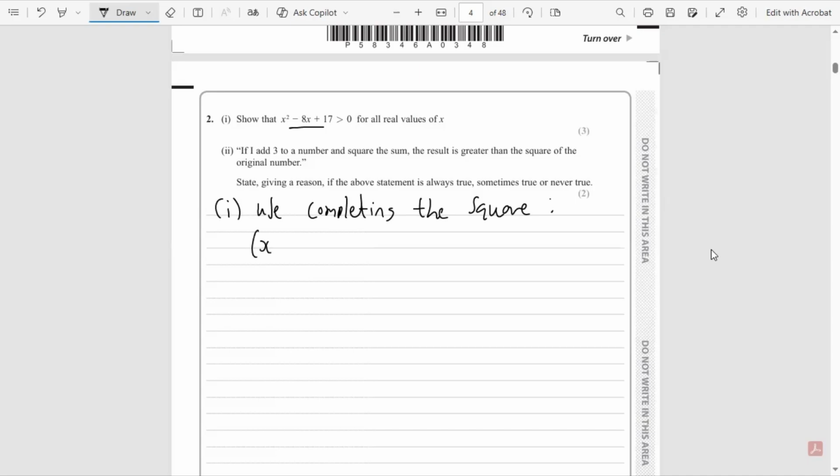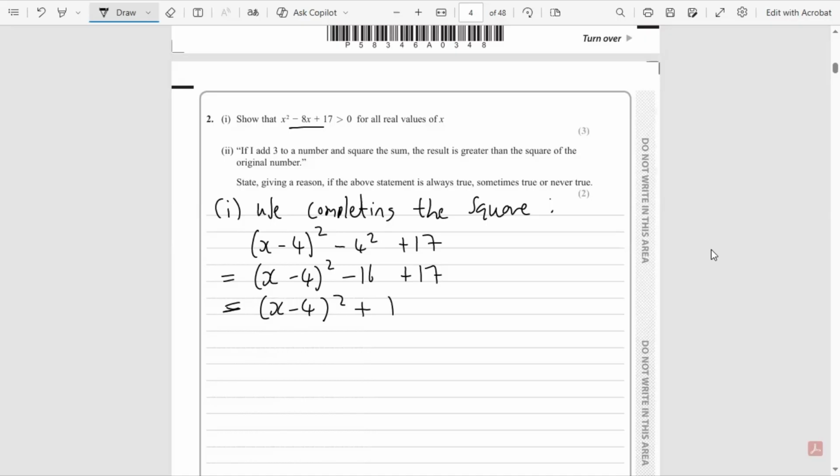So that gives us x minus 4. Half the x coefficient gives you minus 4. Square that, then subtract the constant in the bracket squared. So subtract 4 squared and then plus 17. So then, of course, this gives us x minus 4 all squared minus 16 plus 17. And then minus 16 plus 17 is obviously going to be plus 1.